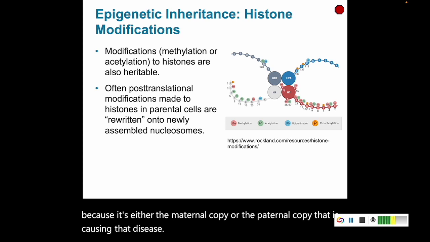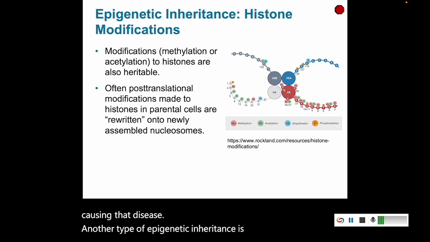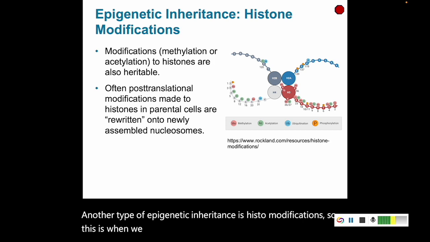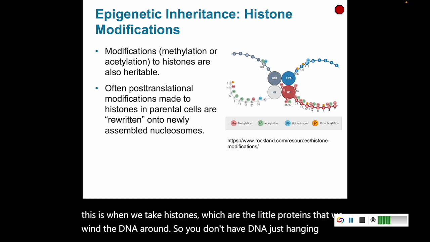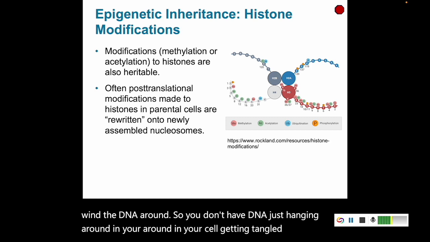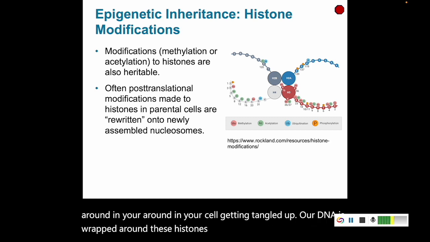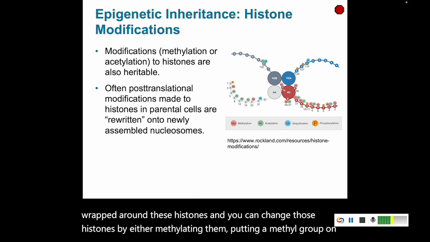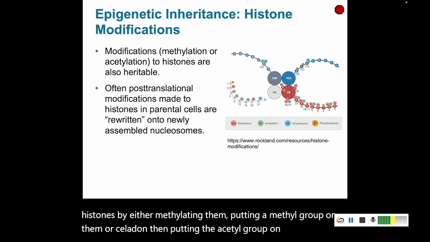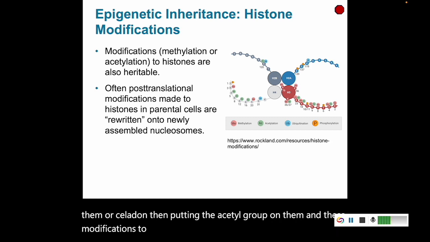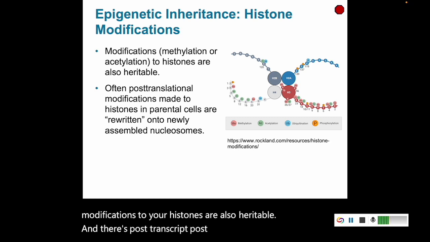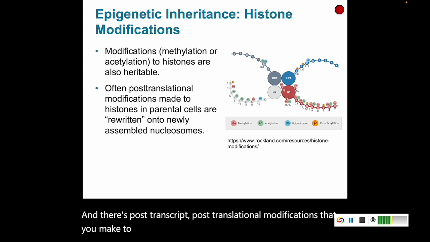Another type of epigenetic inheritance is histone modifications. So this is when we take histones, which are the little proteins that we wind the DNA around, so you don't have DNA just hanging around in your cell getting tangled up. Our DNA is wrapped around these histones, and you can change those histones by either methylating them, putting a methyl group on them, or acetylating them, putting an acetyl group on them. And these modifications to your histones are also heritable. And those post-translational modifications that you make to histones can be rewritten onto newly assembled nucleosomes as the cells are copied.